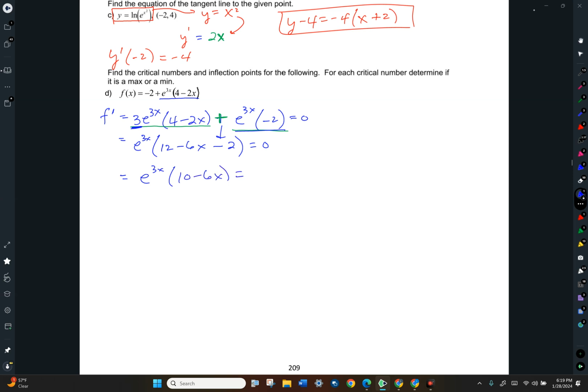And yes, if I want to, I could factor out a 2, but if I'm setting this equal to 0, let's just look at it. We did an example like this when we were doing the prerequisites stuff. Will this e to the 3x part ever equal 0? No, it's always positive. So the only 0 is going to come from this parenthesis. So what's going to make 10 minus 6x equal 0? Well, wouldn't that be if 10 equals 6x? Or in other words, if x equals 10 over 6, which is 5/3. So there's my critical number.